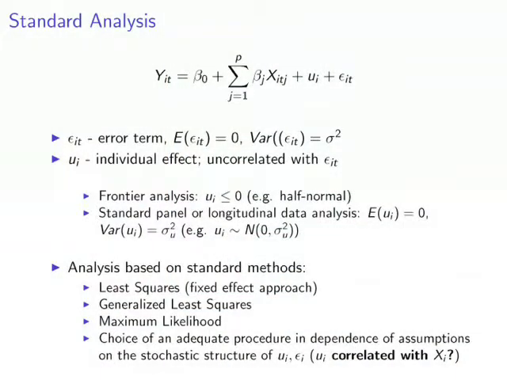And the analysis here based on standard methods is just fixed effects, least squares dummy variables, LSDV, if you assume, for example, U and X are correlated. If they are uncorrelated, you use generalized least squares, GLS, and things like that. Okay? And the choice of an adequate procedure depends on the stochastic nature of U_i and epsilon_it.